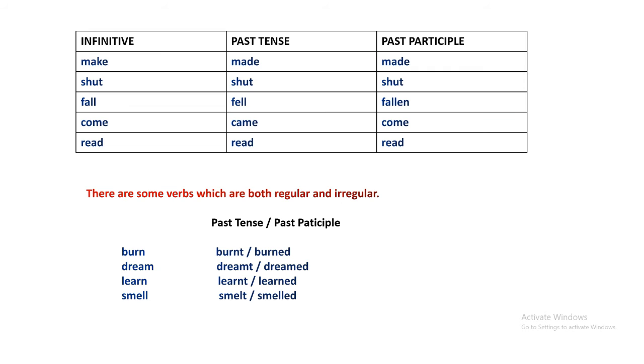Some irregular verbs have all three forms different, like fall, fell, fallen. There are some other irregular verbs where past and past participle are the same. Look at the verb make: past tense and past participle are the same, made, made.